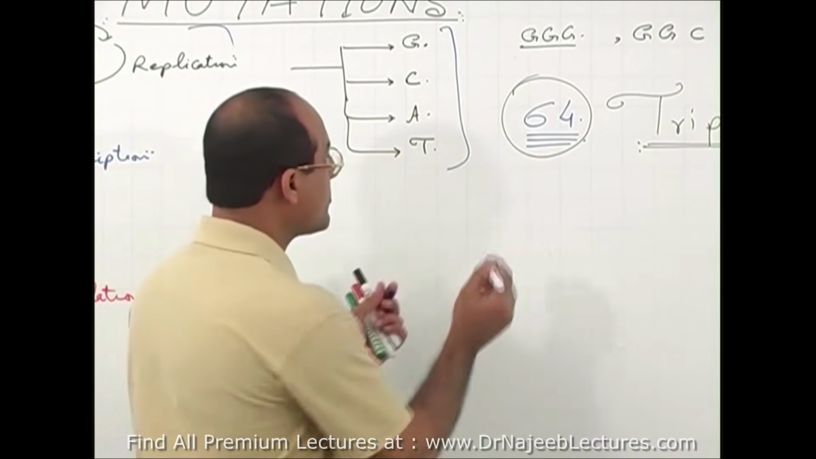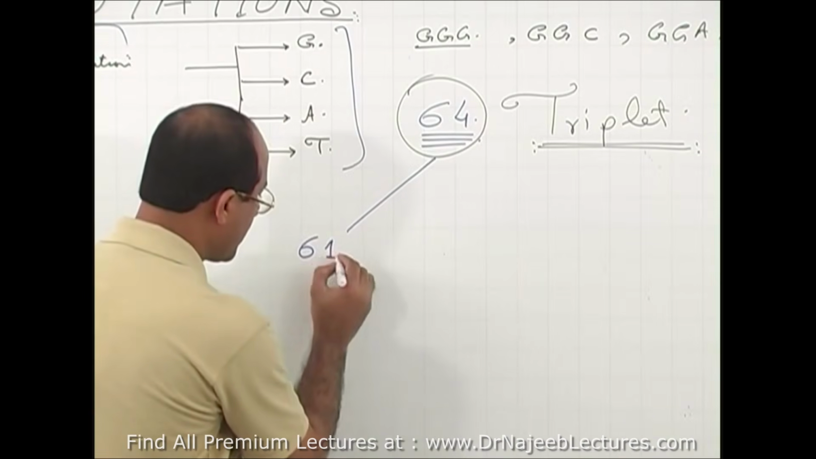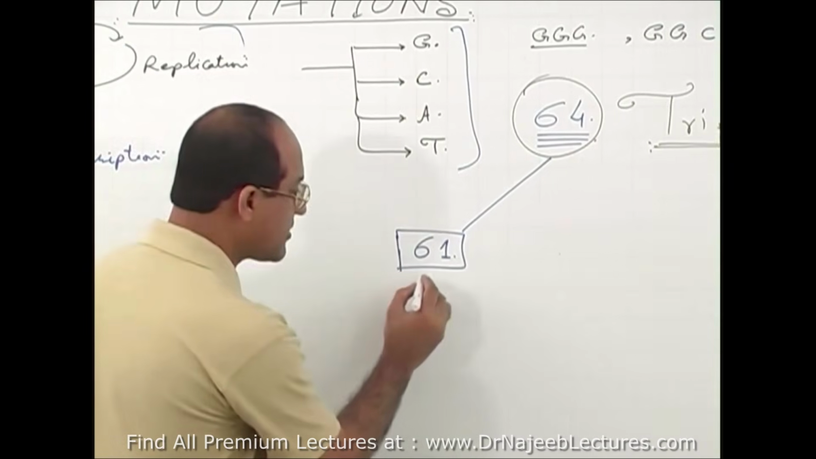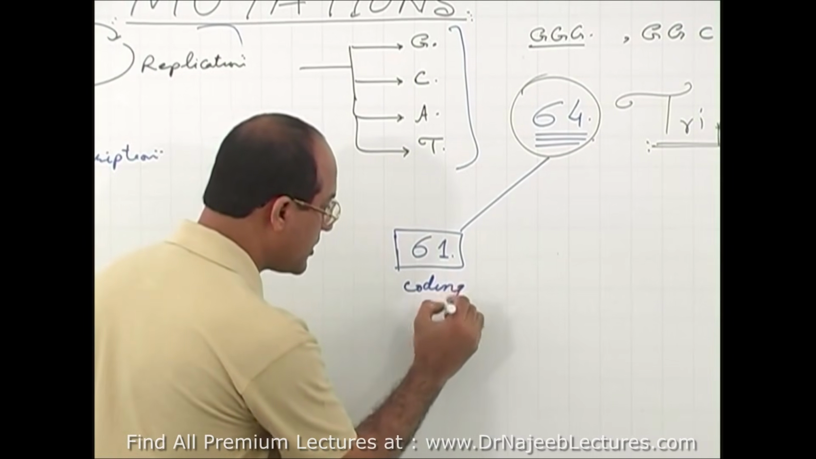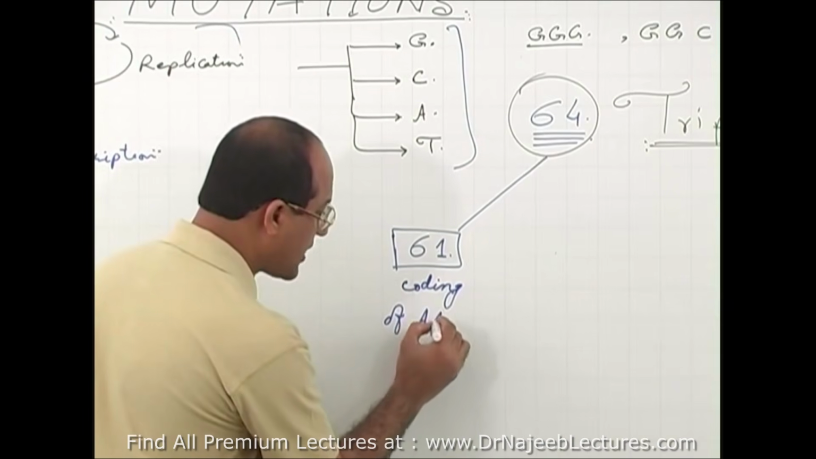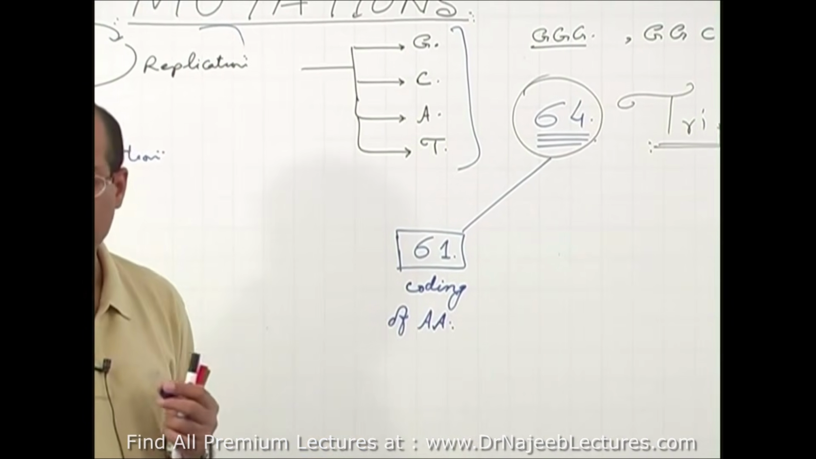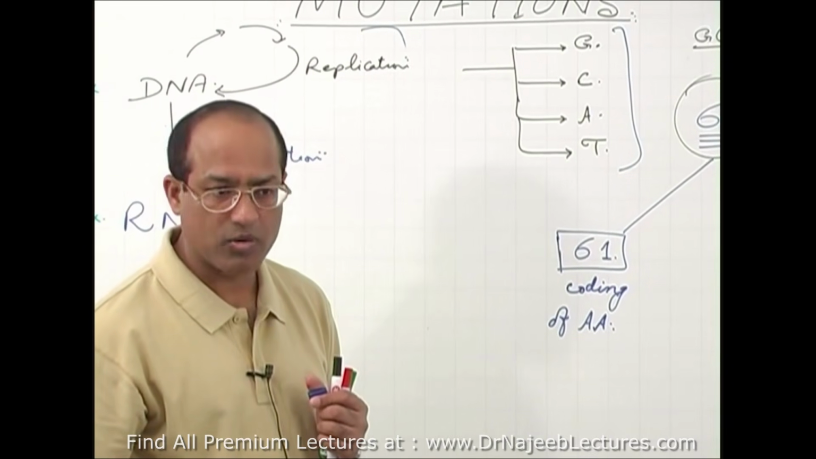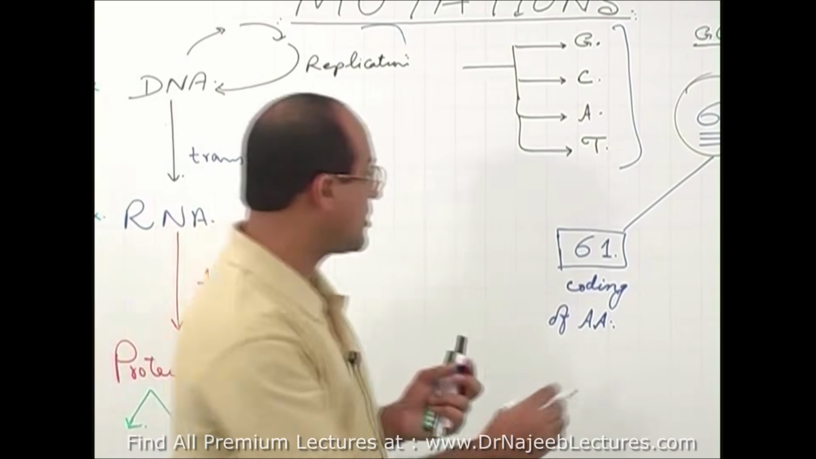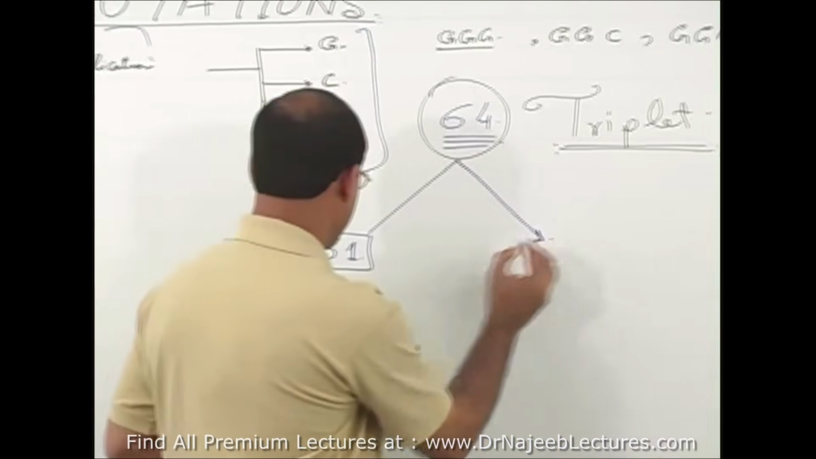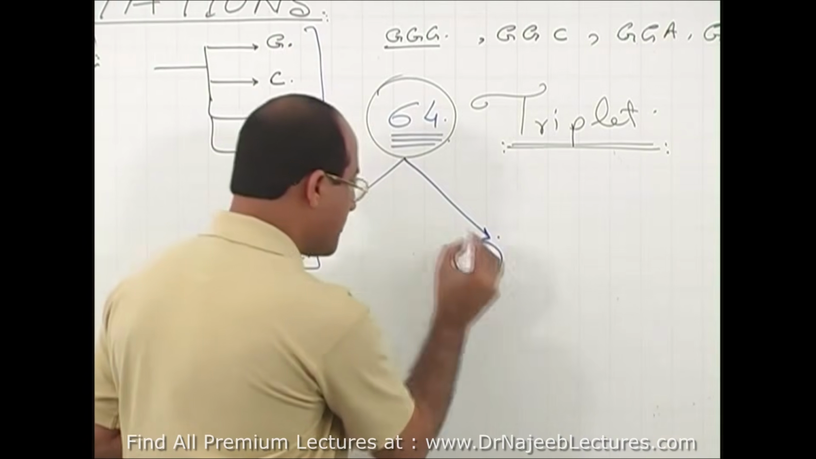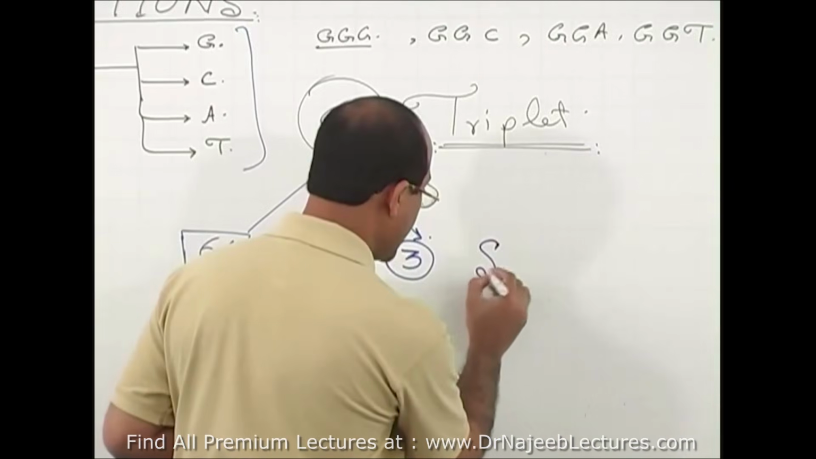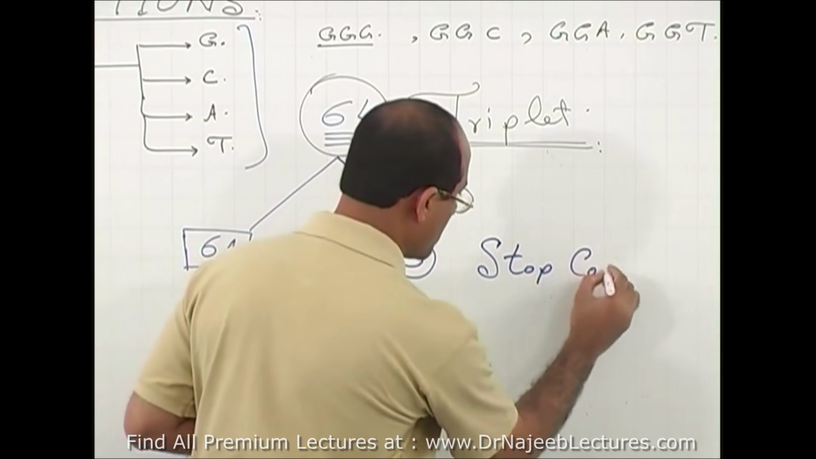Out of these, 61 triplets are meant for coding of amino acids. A particular triplet may be meant to signify a particular amino acid. But out of this, 3 are present as stop codons, as stop codons.